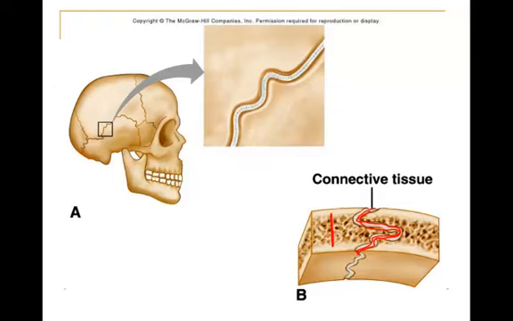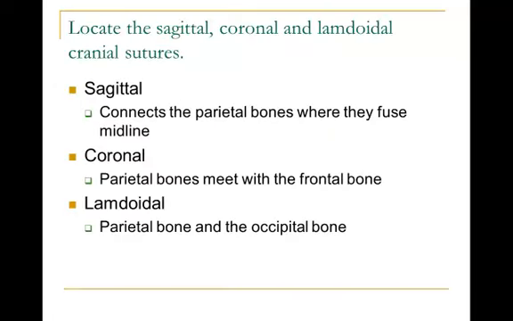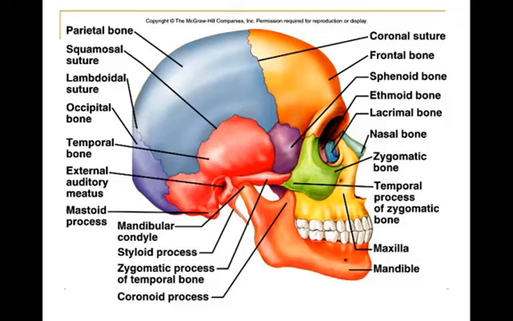Now we're going to look at the various types of sutures in the cranium. So I'm going to go to this picture. The sagittal suture, which you can't see here, would be right down here. It fuses the 2 parietal bones of the skull, the light blue ones here. Versus the coronal suture right here, which fuses the frontal bone to the parietal bone.